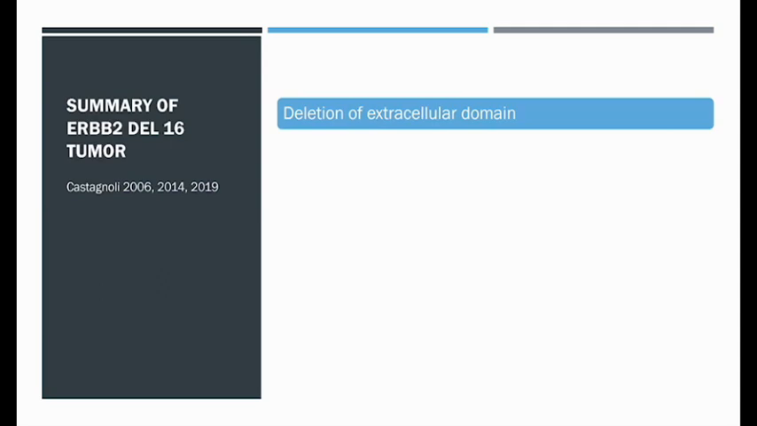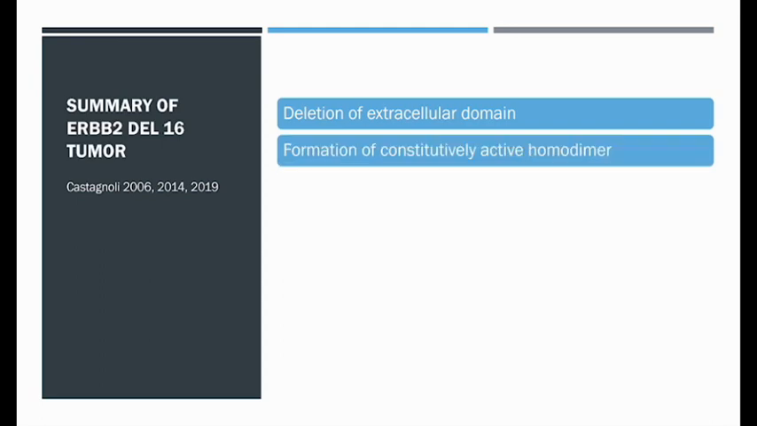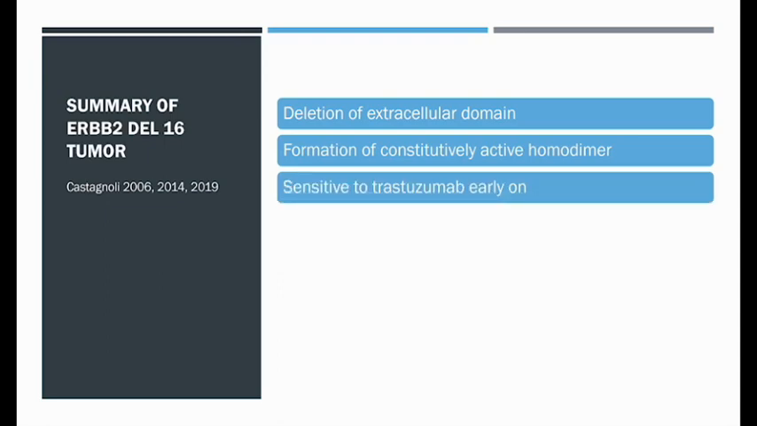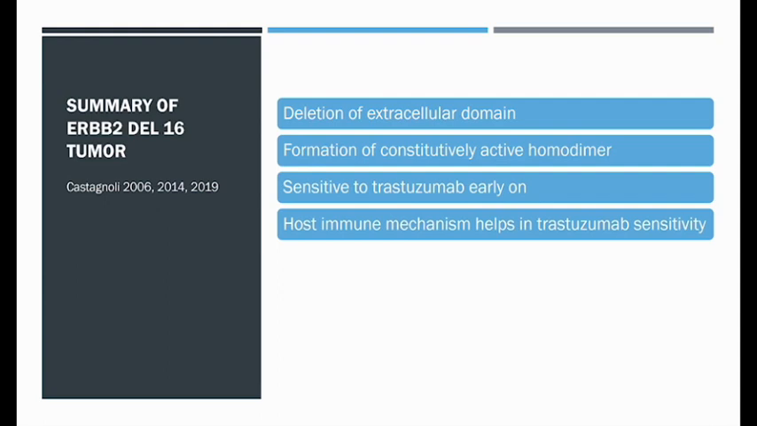So in summary, from the studies that we saw on the HER2-DEL16 variant, there is a deletion of the extracellular domain, formation of a considerably active homodimer, and the cells, or the mice, were sensitive to trastuzumab early on, and in mice there is a host immune mechanism, and this thing called tumor addiction, or oncogenic addiction, where the tumor is driven by the HER2 amplification. So it has the wild type HER2 as well as the DEL16 variants.